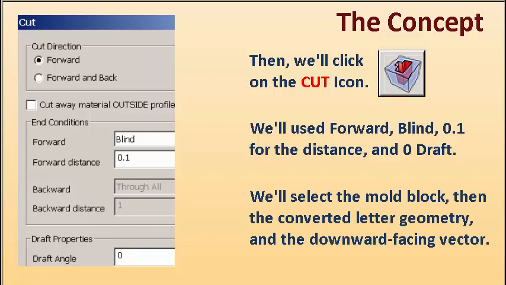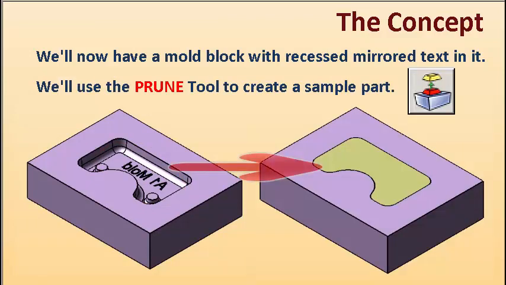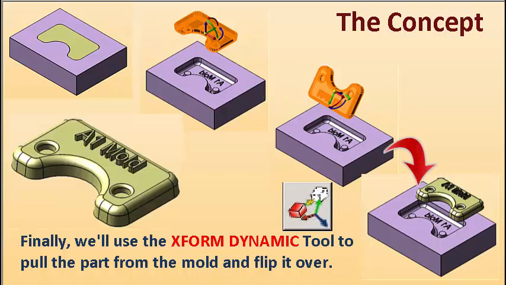We'll select the mold block, then the converted letter geometry, and the downward facing vector. We'll now have a mold block with recessed mirrored text in it. We'll use the prune tool to create a sample part. Finally, we'll use the X-Form Dynamic tool to pull the part from the mold and flip it over.